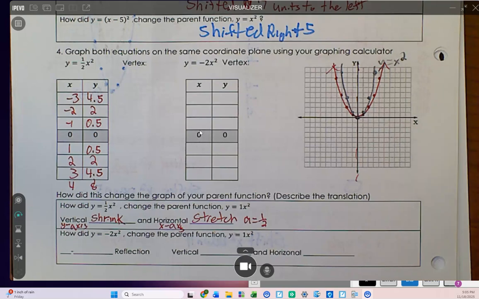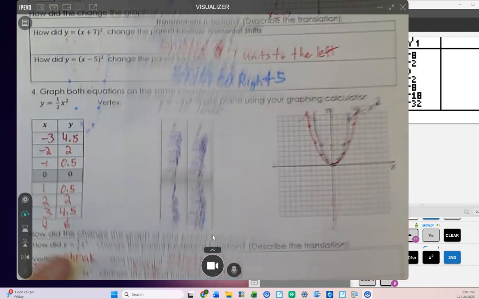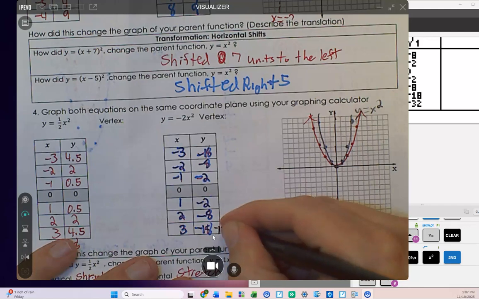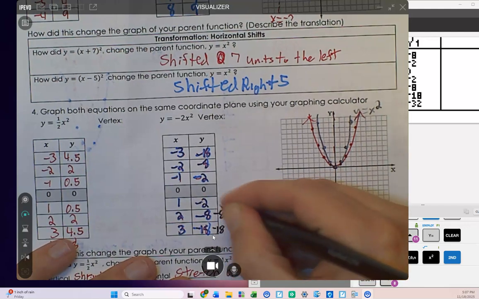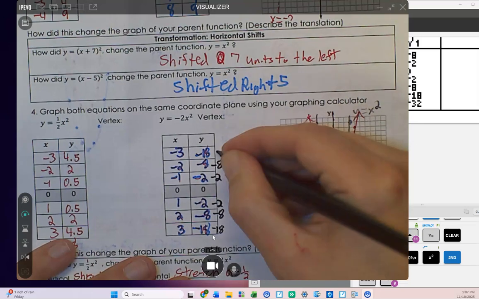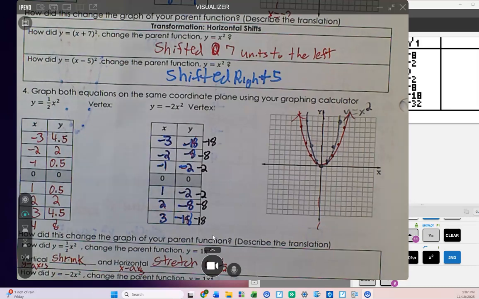Okay, try the next one all by yourself. There's another way you can do squared. So negative 2x, there's an actual x squared button. All right, keep working. I meant to do this one in blue, but now you can't see the actual numbers. This one's -18, -8, -2, -2, it's -8, it's -18. Okay, see if you can graph it.